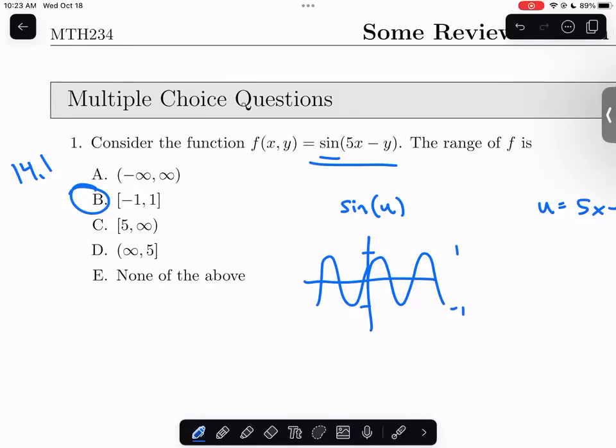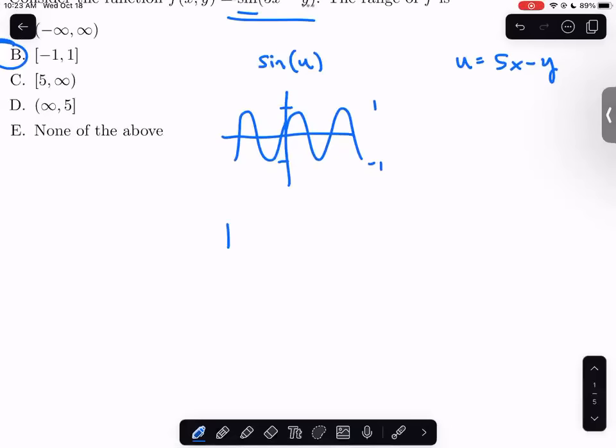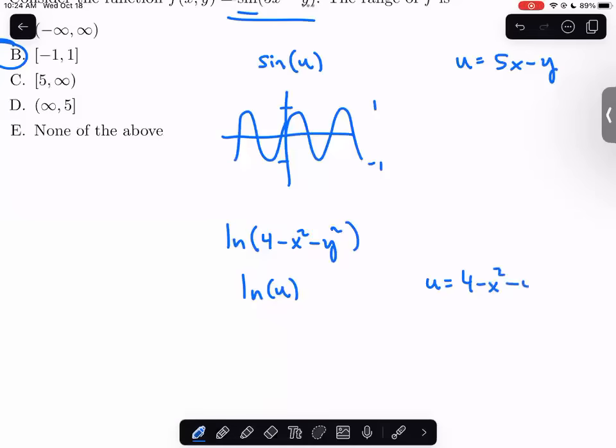Cases where you did see additional restrictions, we saw one in class, for instance, where we had the natural log of 4 minus x squared minus y squared. If you consider this first, when you break this up into the outermost function and then look at the inner function, there's no way, no matter what real values you plug in for x and for y, that you're ever plugging in something for u that's bigger than 4. The maximum output for u in this case is 4 because you're subtracting away squares. So this would be a case where the u would have some additional restriction.